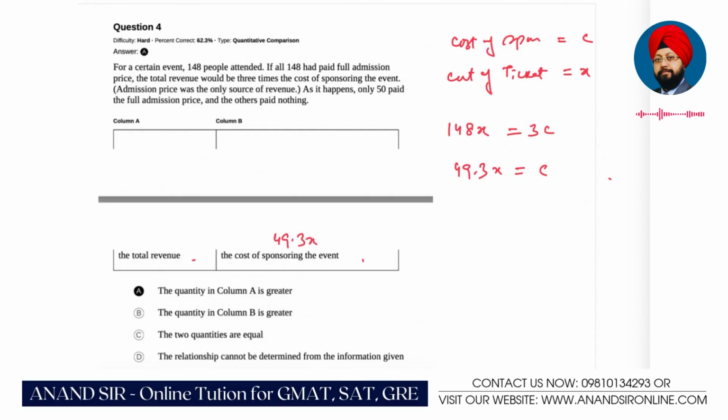And what is the total revenue collected? Only 50 of them paid. It means that the total revenue collected is 50X. So which one is bigger? The total revenue is bigger. It means the answer is the quantity in column A is greater, right? Let us move to the next question.